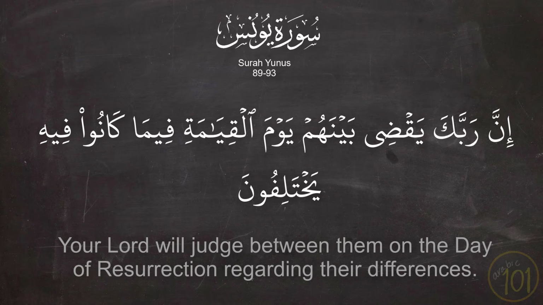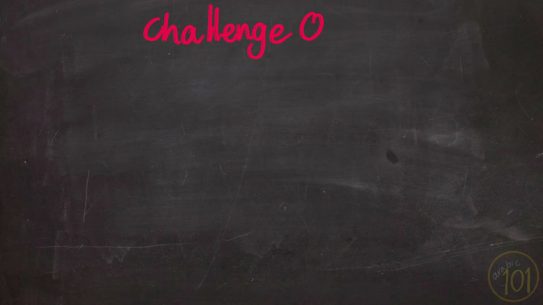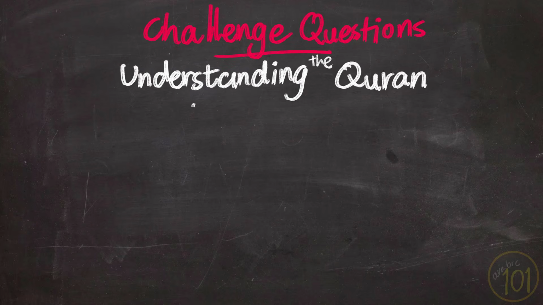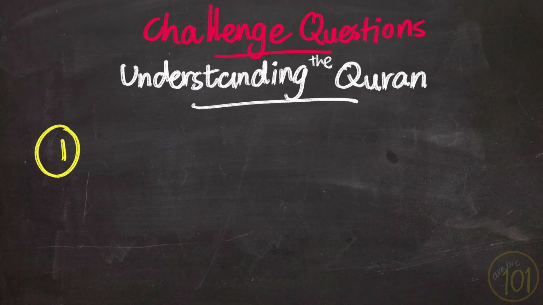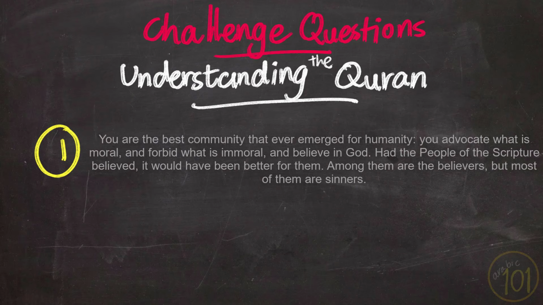And now it's time for the challenge questions of this lesson. Today's questions will be from Surah Al-Imran. You're going to try and find the verses that correspond with the following translations. First question is, you are the best community that ever emerged for humanity. You advocate what is moral and forbid what is immoral and believe in God. Had the people of the scripture believed, it would have been better for them. Among them are the believers, but most of them are sinners.